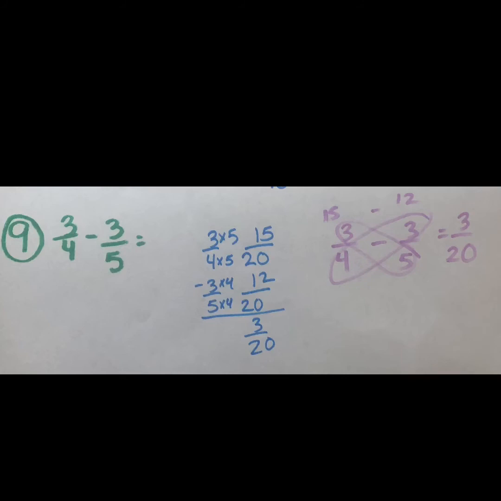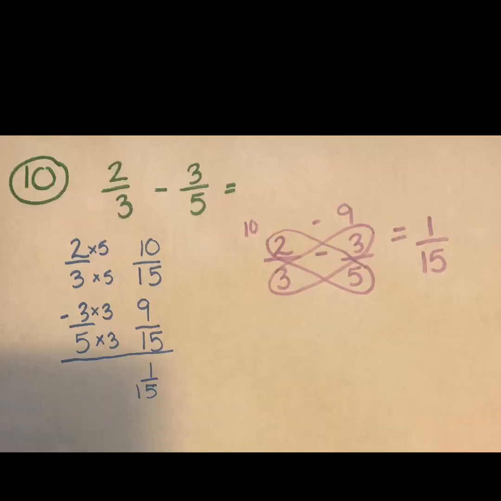They're in simplest form. The other way, butterfly method, 5 times 3 when you cross multiply is 15. 4 times 3 is 12. You subtract. 15 minus 12 is 3/20.